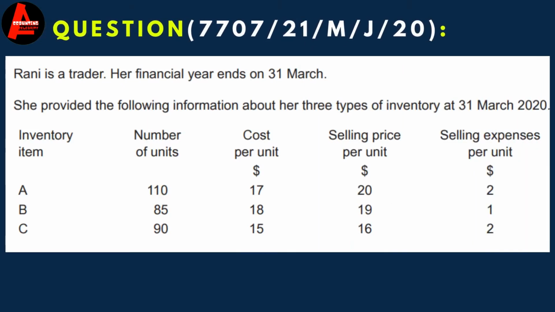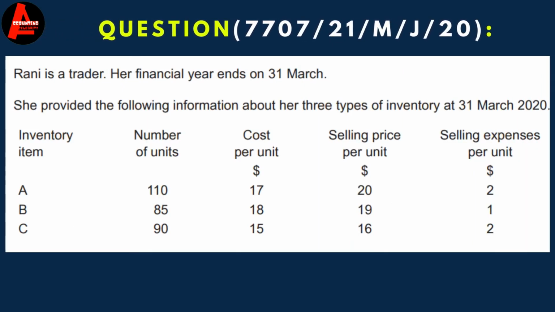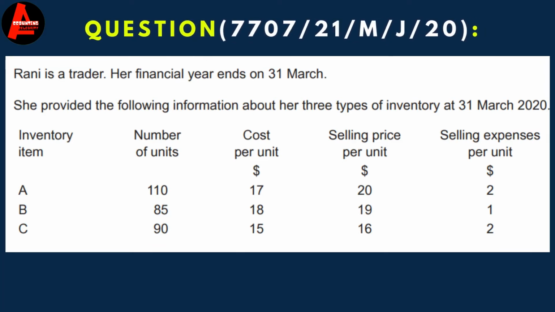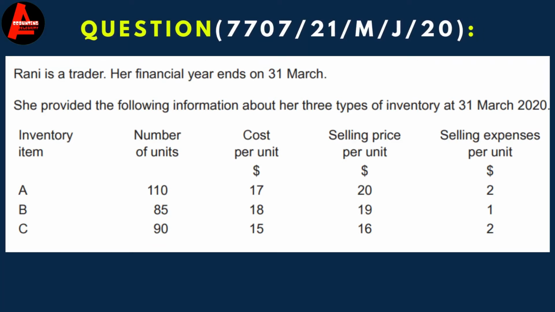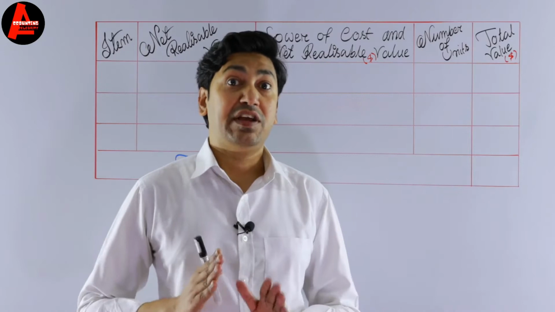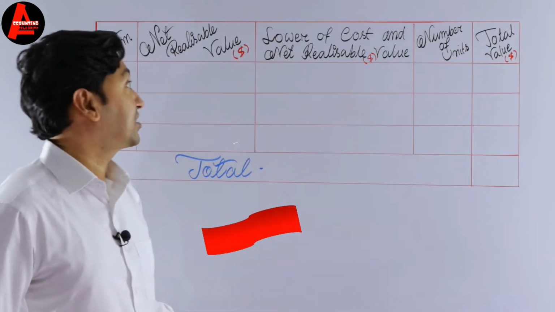Rani is a trader. Her financial year ends on 31st March. She provided the following information about her three types of inventory at 31st March 2020. Here there are three types of inventory, inventories A, B, C. Here the number of units, cost price, selling price, and even expenses are given. Now we have to insert this data in this format.